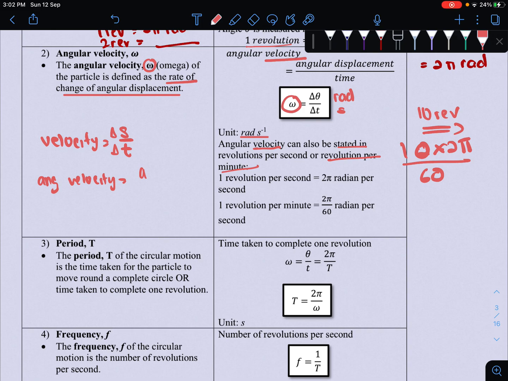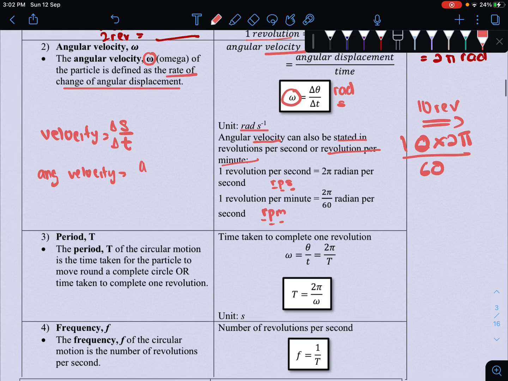Itu sahaja. Okay, kadang-kadang selain daripada dia akan guna term revolution per minute, dia akan guna short form. Dia akan guna RPM. RPM adalah revolution per minute ataupun RPS, revolution per second. So you must be alert.